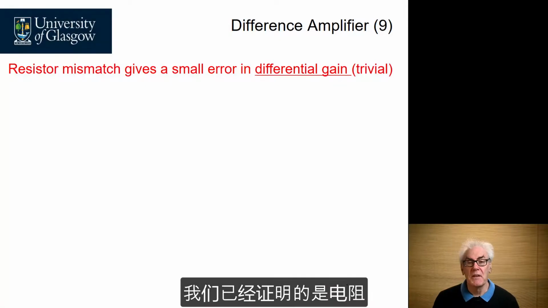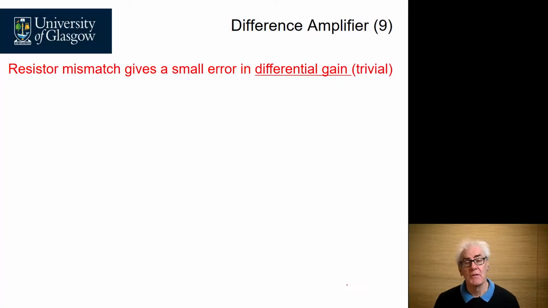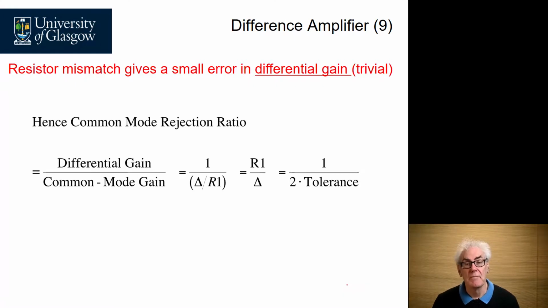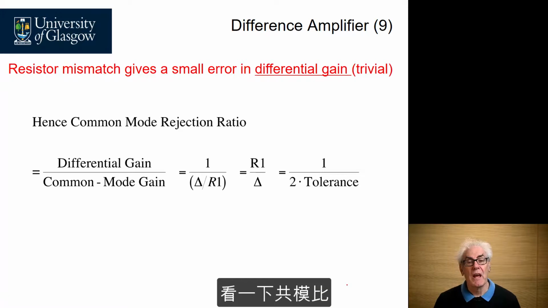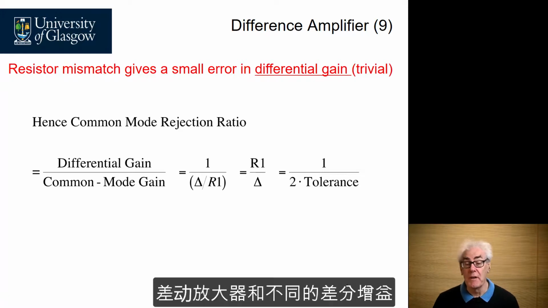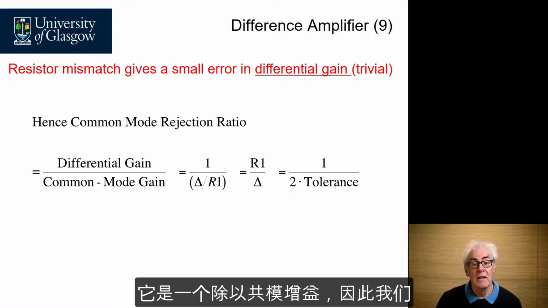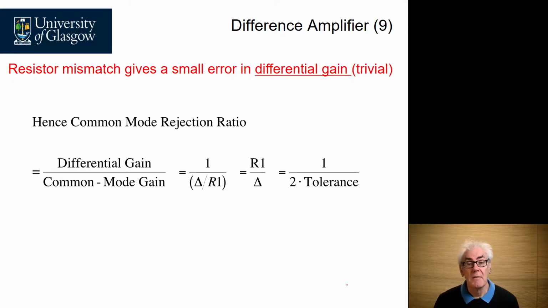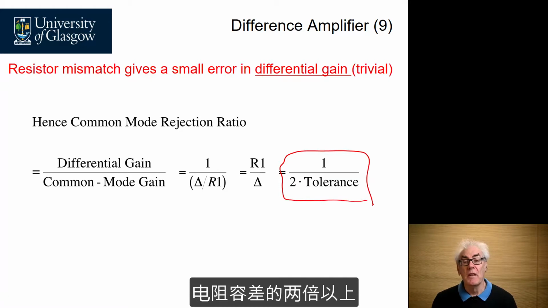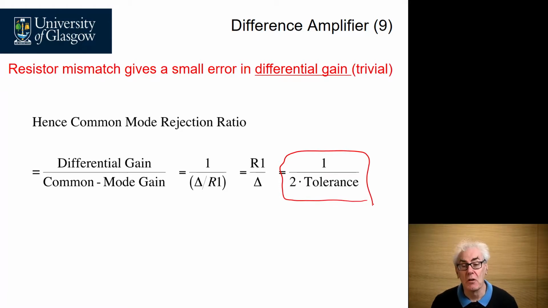What we've proven is that the resistor mismatch for 1% gives a relatively small error in the differential gain, but actually has quite a considerable impact on the common mode gain. So now we can look at the common mode rejection ratio for the difference amplifier as a differential gain, which is 1, divided by the common mode gain. So we land up with a common mode rejection ratio of 1 over 2 times the resistor tolerance.